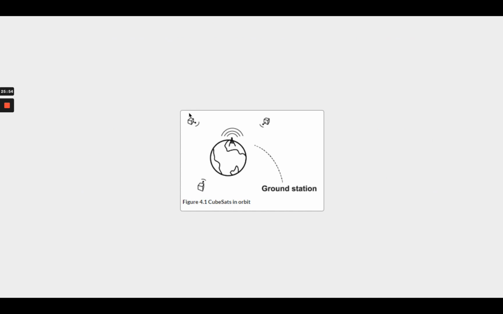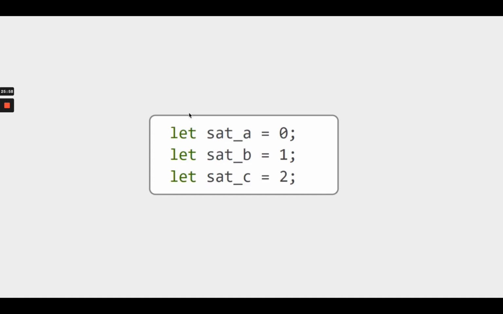Figure 4.1 shows several CubeSats orbiting our ground station. In Figure 4.1, we have 3 CubeSats. To model this, we'll create a variable for each. This model can happily implement integers for the moment. We don't need to model the ground station explicitly because we're not yet sending messages around the constellation. We'll omit that model for now. These are the variables.